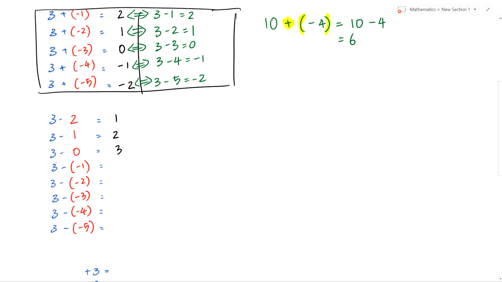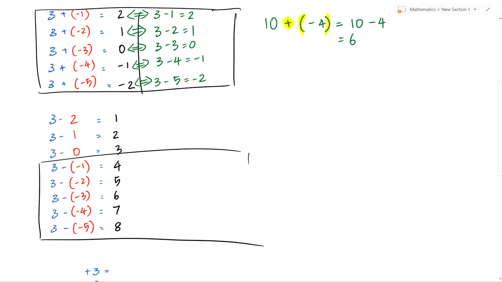And now we come to subtracting of negative numbers. We can see on the right hand side, the numbers are increasing by 1. The red numbers on the left are decreasing by 1, but the black numbers, the answers, are actually increasing by 1 every time we move along. So the next number must be 4, 5, 6, 7, and 8. So again, let's just focus on subtracting of the negative numbers.